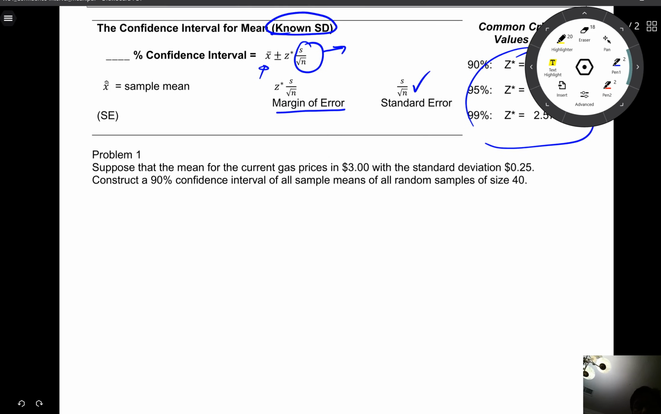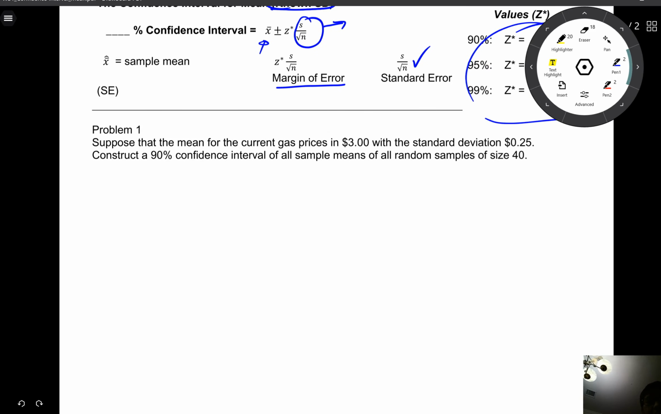Okay, so let's solve the first problem. We are given right here the mean, x bar, of the current gas prices, and the standard deviation, it's given, it's 0.25, and we are being asked to construct a 90% confidence interval with a sample size of 40. So that's our n. As in last week, you always want to start with the assumptions and conditions.